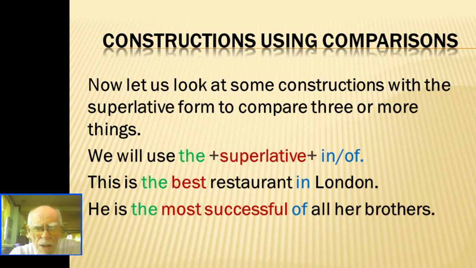Now let us look at some constructions with the superlative form to compare three or more things. We will use the construction the plus superlative plus in or of. This is the best restaurant in London. He is the most successful of all her brothers. So as you can see, we've used the superlative form for both, and we've used in and we've used of.